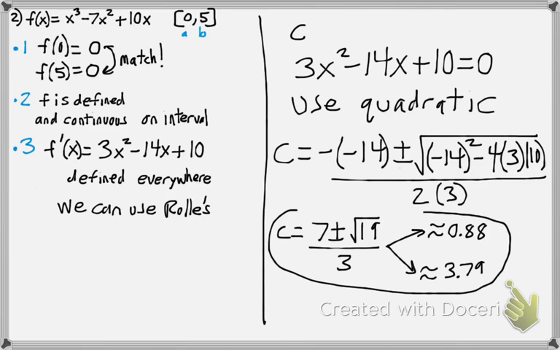So these two values are where the tangent line is horizontal. These are the points where that happens. And you'll notice that the 0.88 and the 3.79 both lie within that original interval of 0 to 5.